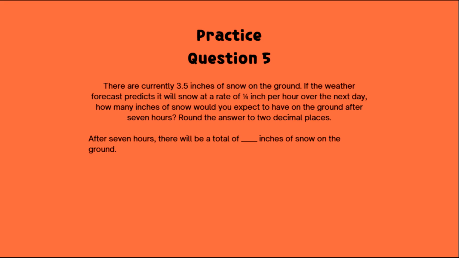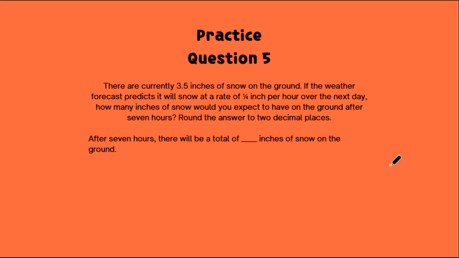Practice question 5. There are currently 3.5 inches of snow on the ground. If the weather forecast predicts it will snow at a rate of 1/4 inch per hour over the next day, how many inches of snow would you expect to have on the ground after 7 hours? Round the answer to 2 decimal places. Pause it, figure it out, come back.